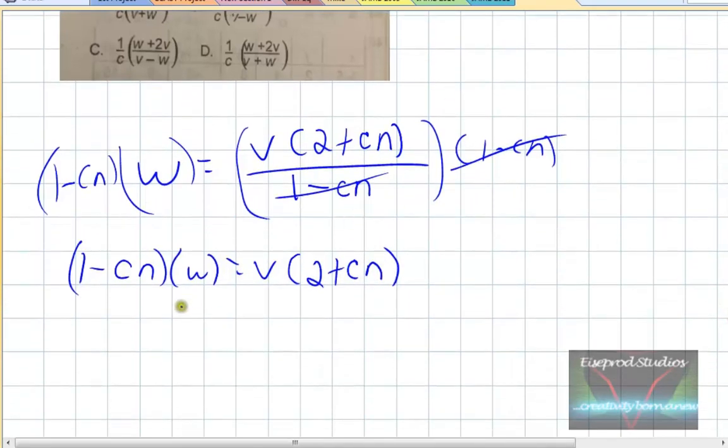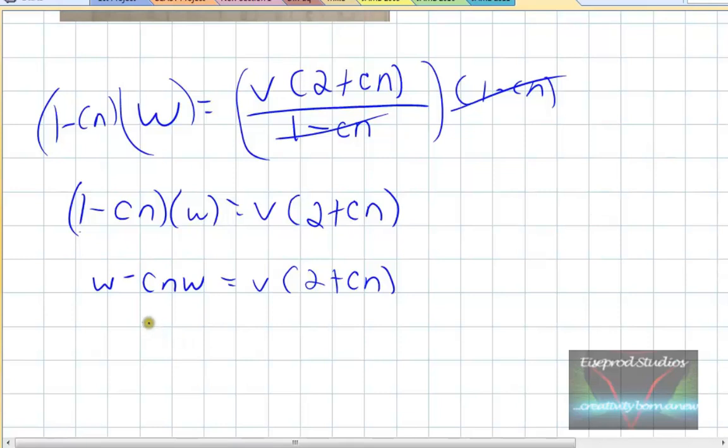The next step would be to distribute this W among this part over here. So now it would be W minus CnW is equal to V times 2 plus Cn. Then, remember that we're trying to get the n. And so there's one of them, and there's the other one. So what I'm going to do is also distribute the V over here.